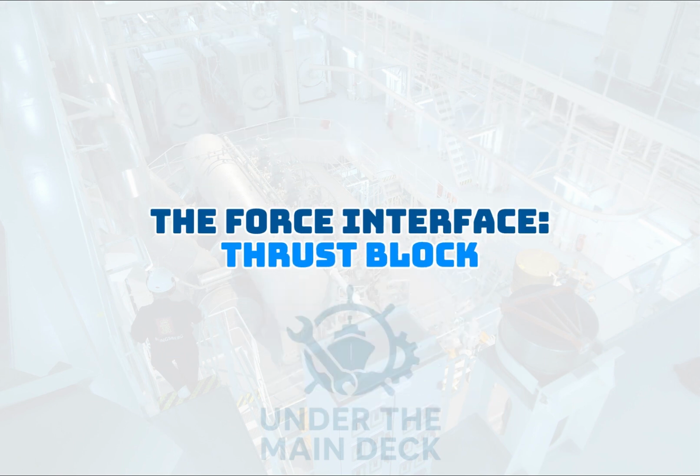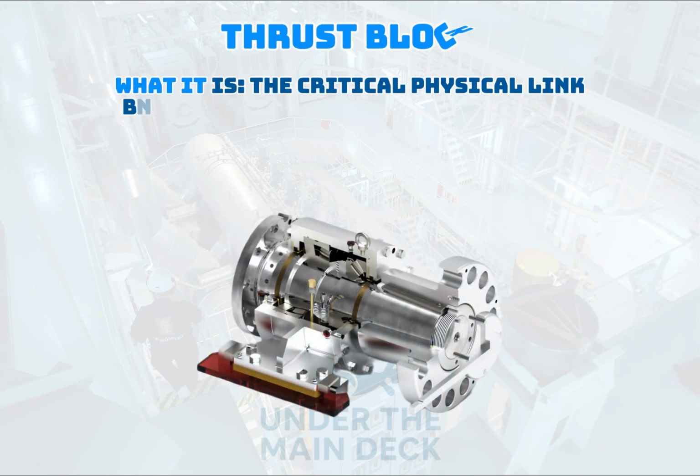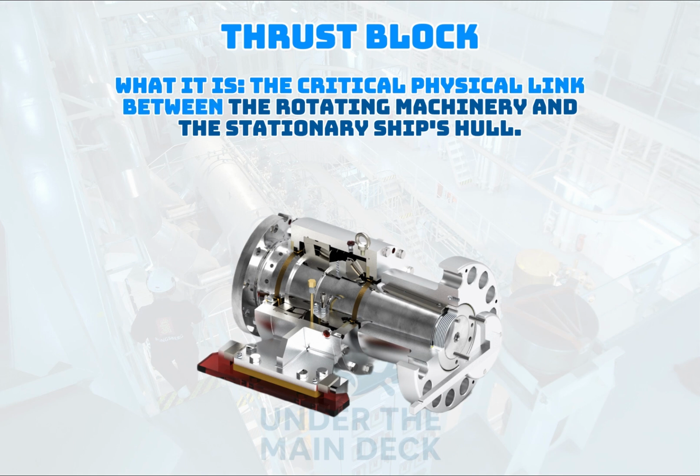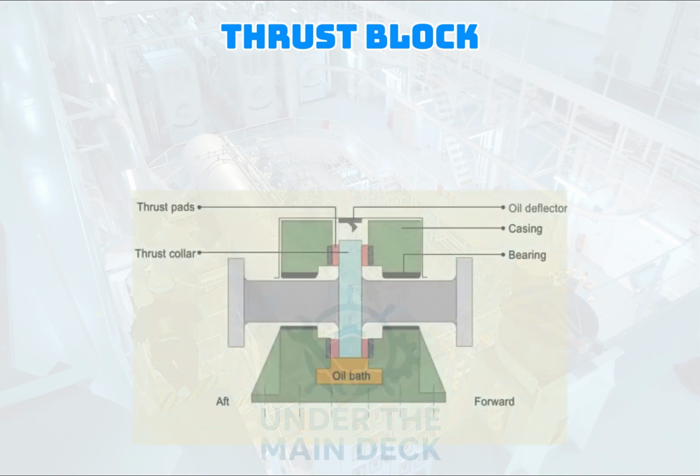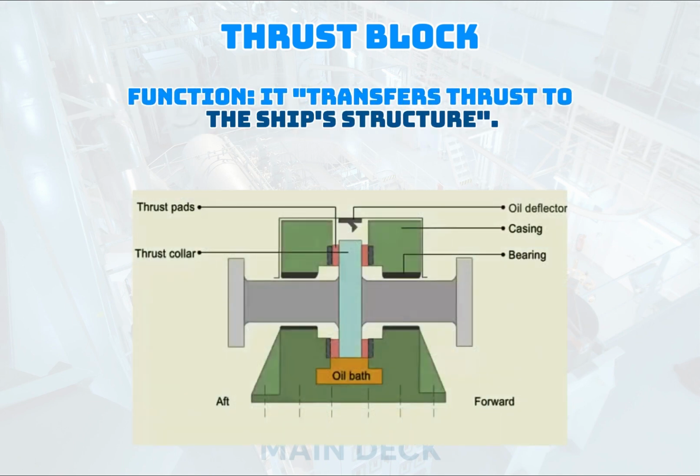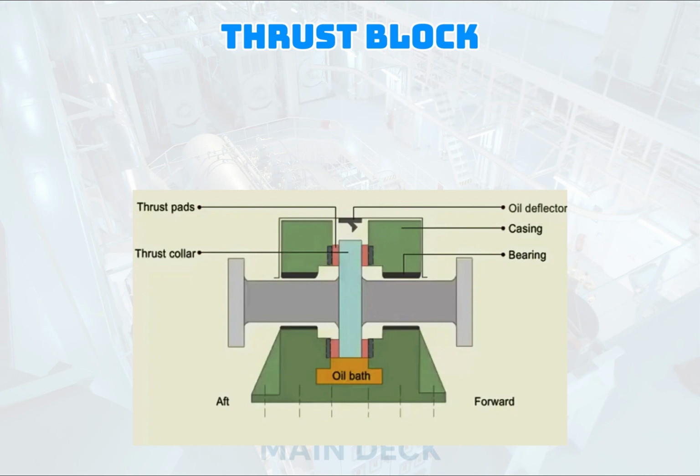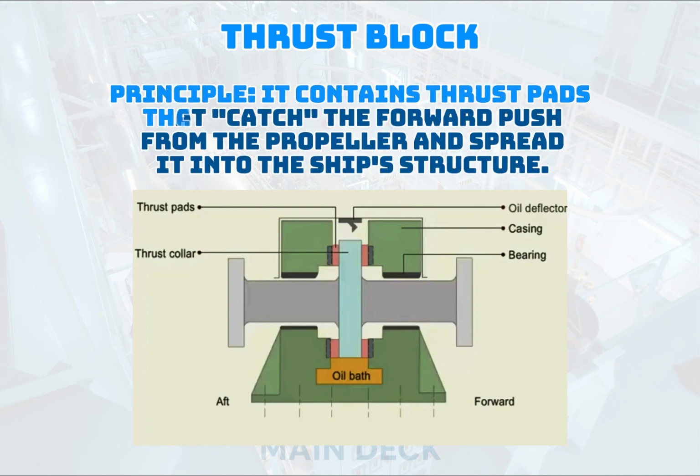The force interface, thrust block. What it is: the critical physical link between the rotating machinery and the stationary ship's hull. Function: it transfers thrust to the ship's structure. Principle: it contains thrust pads that catch the forward push from the propeller and spread it into the ship's structure.